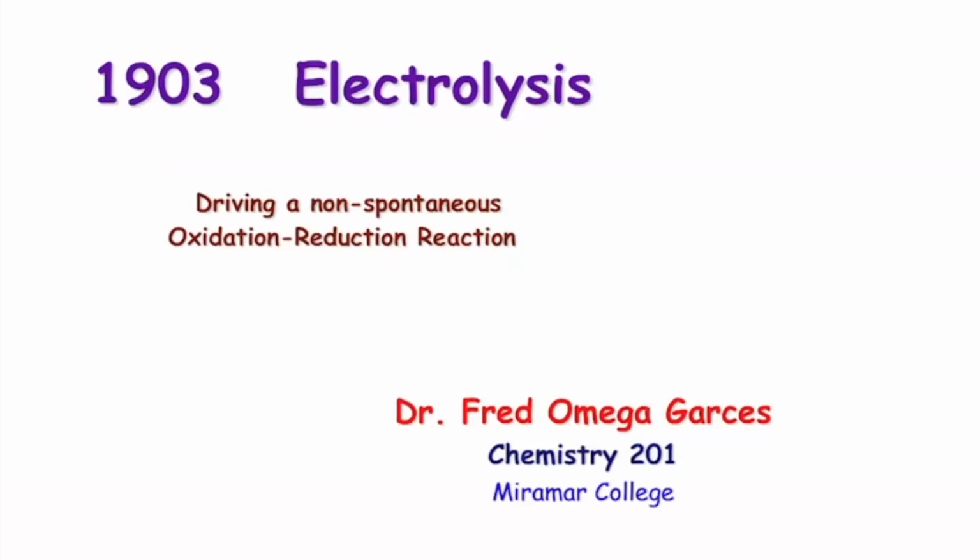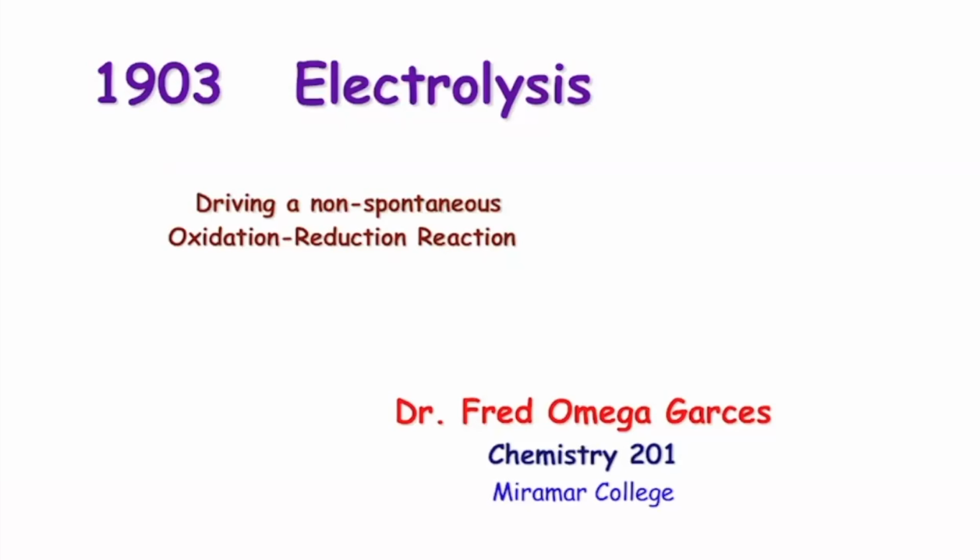Electrolysis is just the opposite of a voltaic cell. In a voltaic cell, you have a battery. Batteries will do work for you. In electrolysis, you actually need to put in energy to get that process going. So it's basically an energy sink.